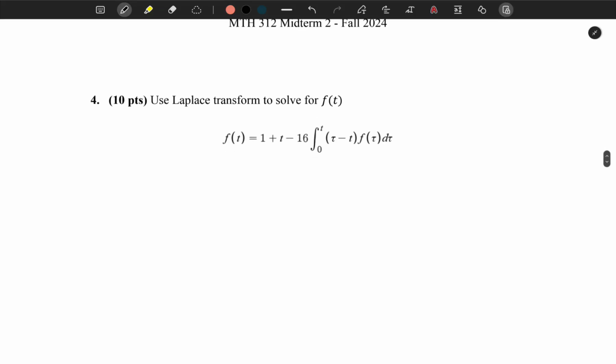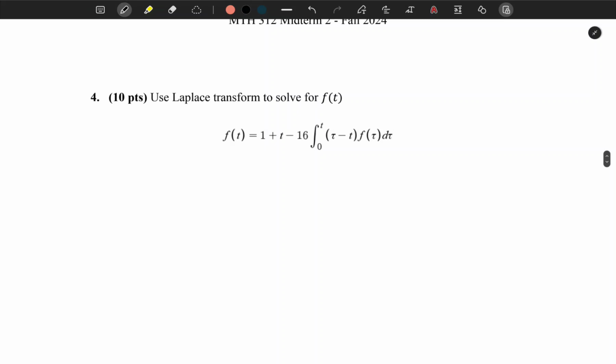So we want to essentially find the Laplace of f of t. You can just rewrite it: we want to find the Laplace of f of t, which is equal to 1 plus t minus 16 times the integral from 0 to t of (tau minus t) f of tau d tau.